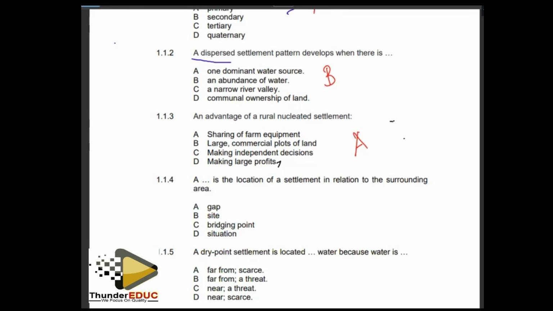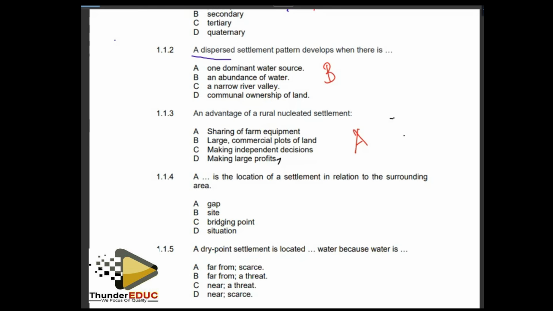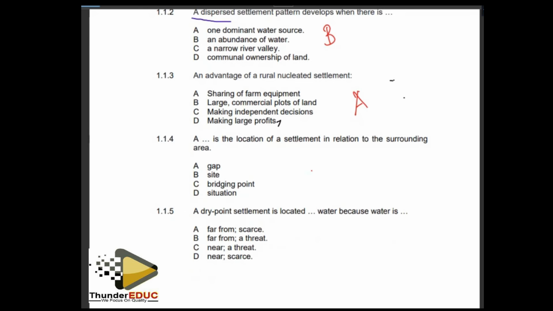1.1.4. That is the location of a settlement in relation to the surrounding area. We have a gap, we have a site, we have a bridging point, and a situation. Obviously, the answer is a situation, because a gap is a town that is located between two high-lying areas. Then the site is not the location, it doesn't relate to the surrounding area, it's the exact point where a location is established. So the answer is D for that option, 1.1.4.